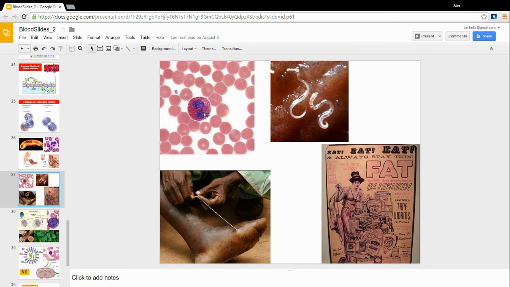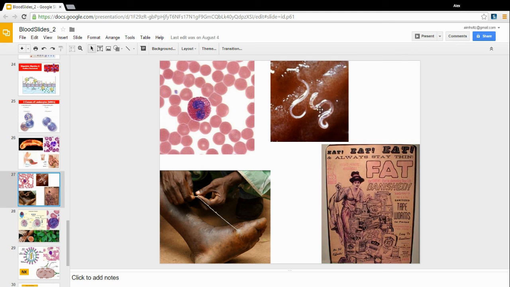eosinophil right there. You can see it, the one that my crosshairs are on. And the eosinophil often has a bilobe nucleus, and it is going to have these distinctive reddish-orangish granules. And these granules are filled with chemicals that are anti-helminthic. They're very good against parasitic worms and flukes.